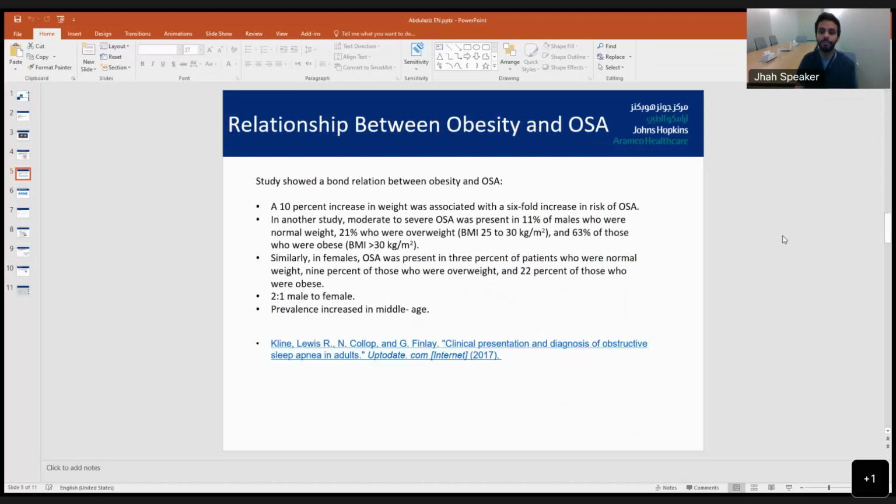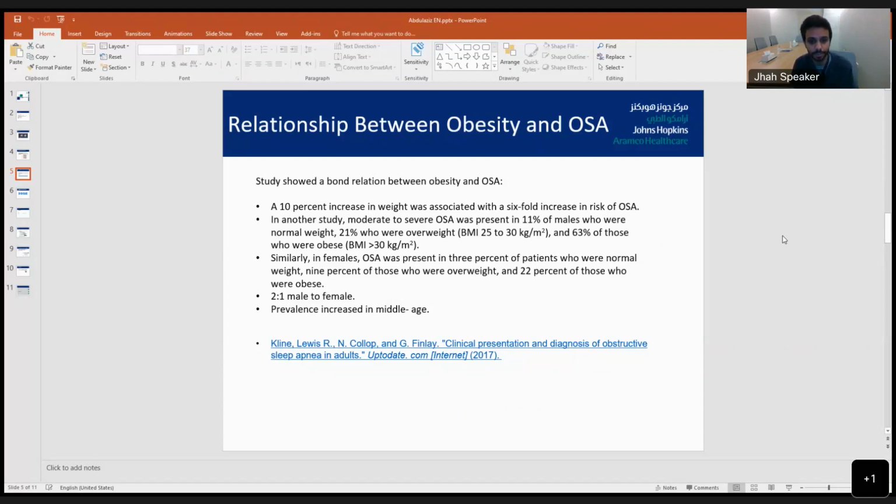So the literature has shown the strong relationship between obesity and OSA, and I have found some studies that prove the strong bond between obesity and OSA. Study number one: a 10% increase in weight was associated with a 6-fold increase in risk of OSA. So if you are gaining weight at 10%, that is associated with a 6-fold increased risk of OSA, and this is a good proof of the relation between obesity and obstructive sleep apnea.